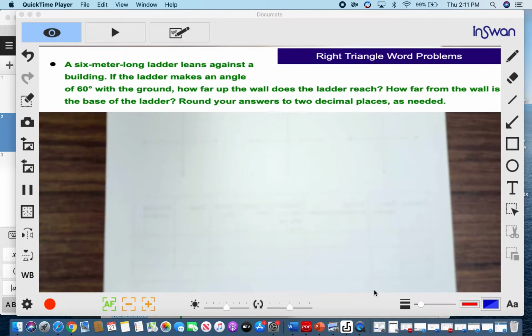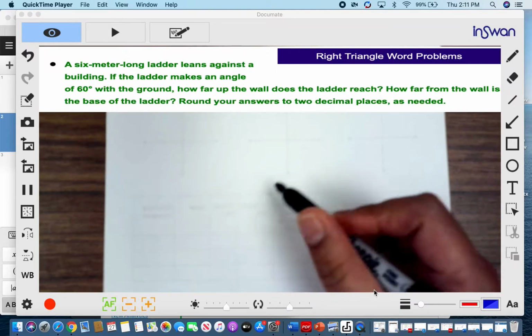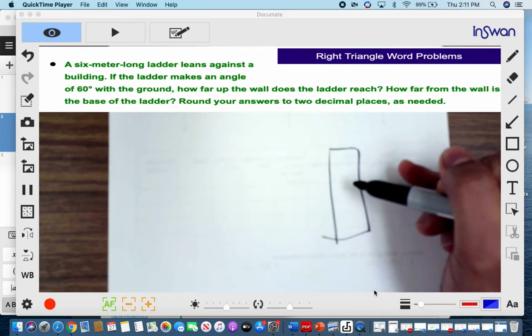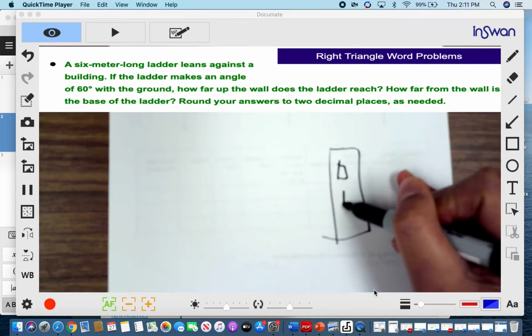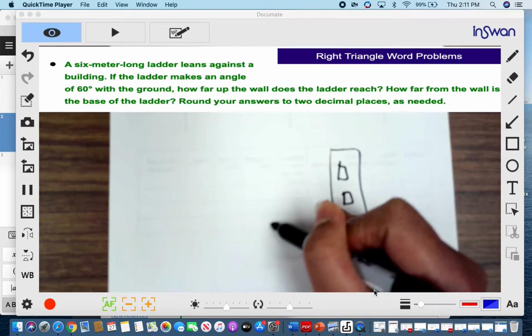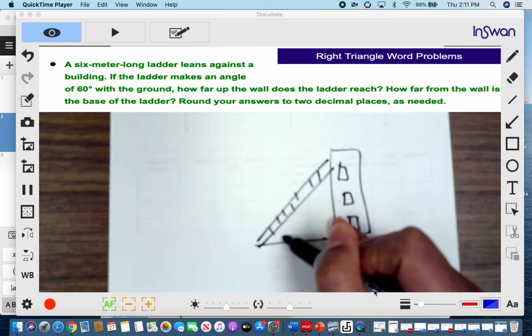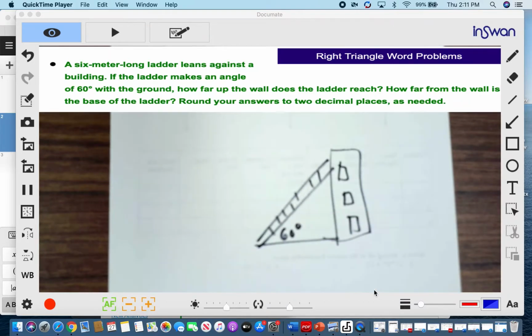And it's a ladder problem. You can pause the video and read it. So there's a ladder that's leaning against a building. So let's say you have a building here and a ladder is leaning against it. And the ladder is making 60 degrees with the ground.